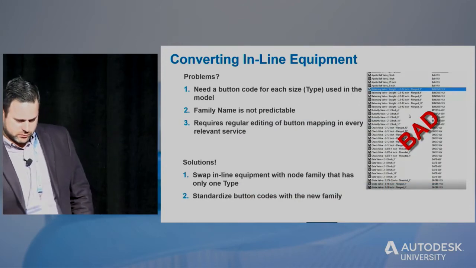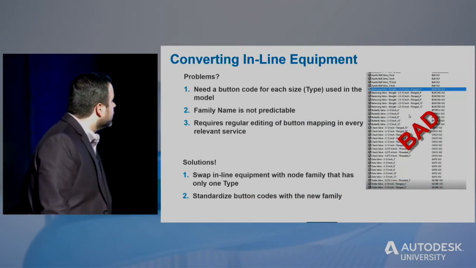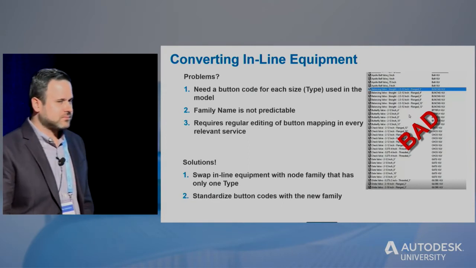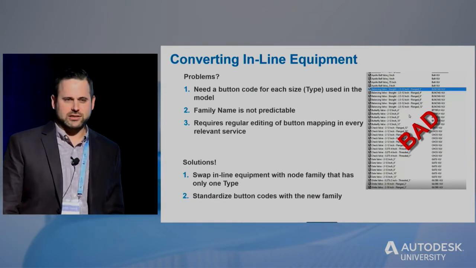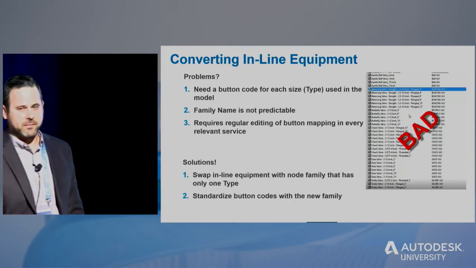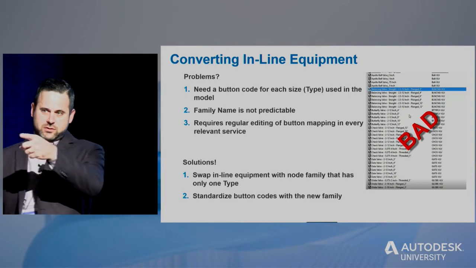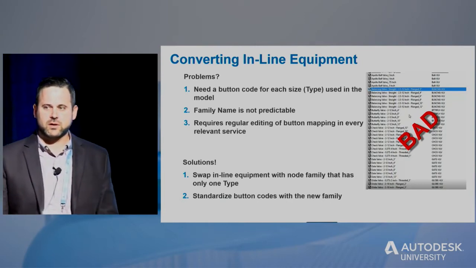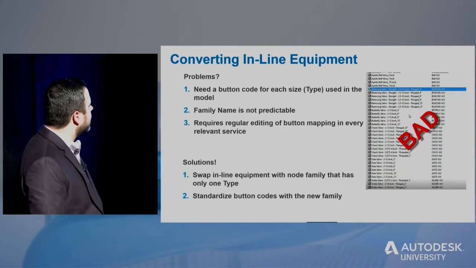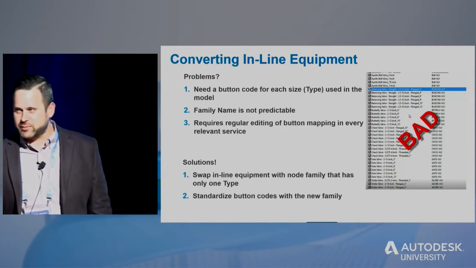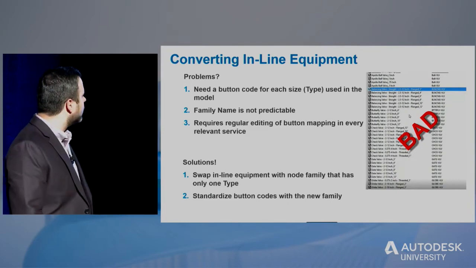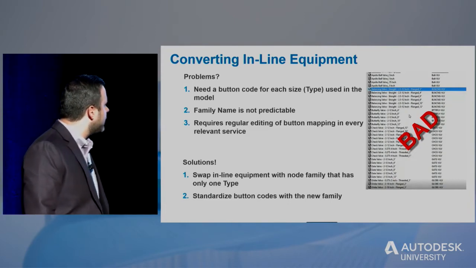All right, so what are the problems with this? You need a button code for each size and type using the model. So if a particular project is using five different sizes of that valve, you need a button code for each one in that service that you're trying to convert to. What if you're using lookup tables to describe the size of the valve rather than a specific type? Right, we're getting there. The family name is not predictable. Where you download this family from, not every butterfly valve is named the same. So there's no predictability here. It requires regular editing and button mapping in every relevant service.